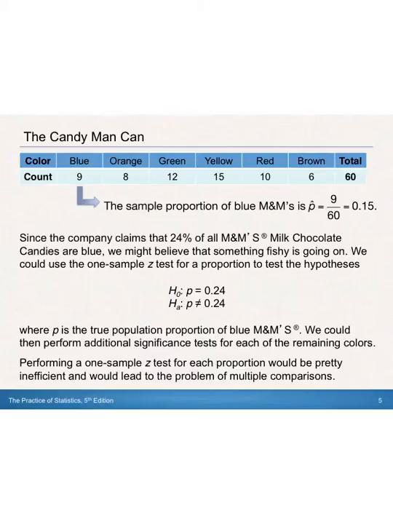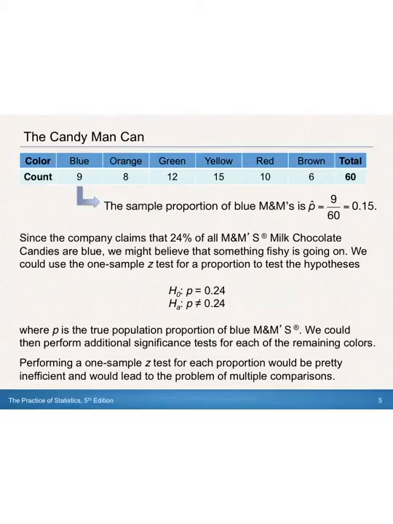So we can look at one sample proportion, and we can compare the blues in what is expected, and then blues in what happened in our sample, and we can compare those with a one sample z-test. The hypothesized value is 24% because that's what the company said, and then the alternative is that it's not 24%.